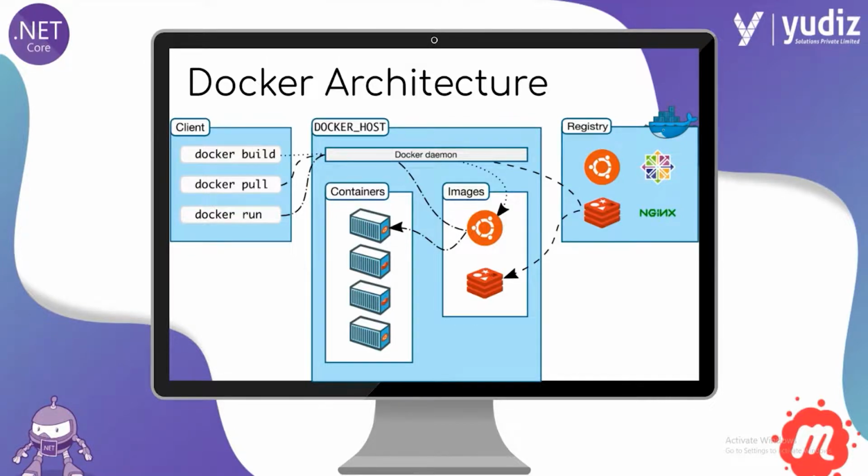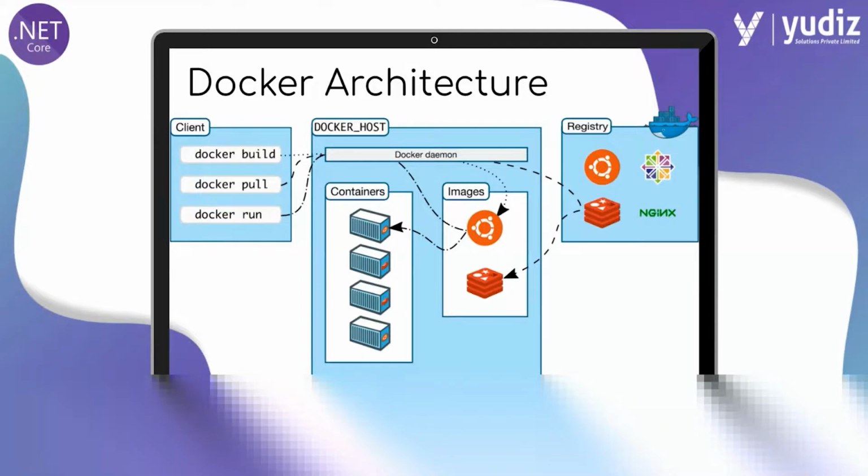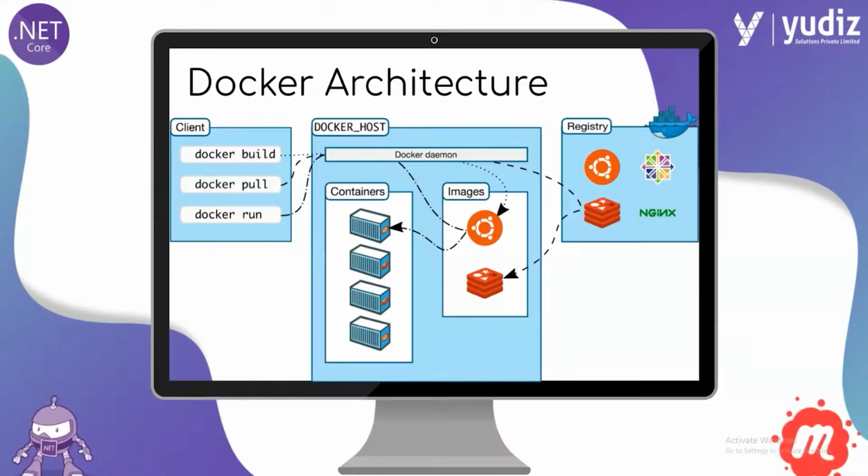Next is not in the image architecture, but it is a volume, known as volumes. The persisting data generated by Docker and used by Docker containers is stored in volumes. They are completely managed by Docker through the Docker CLI or Docker API.